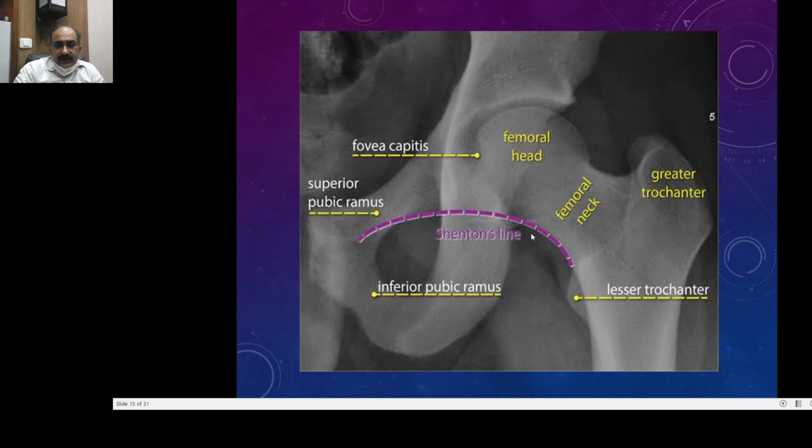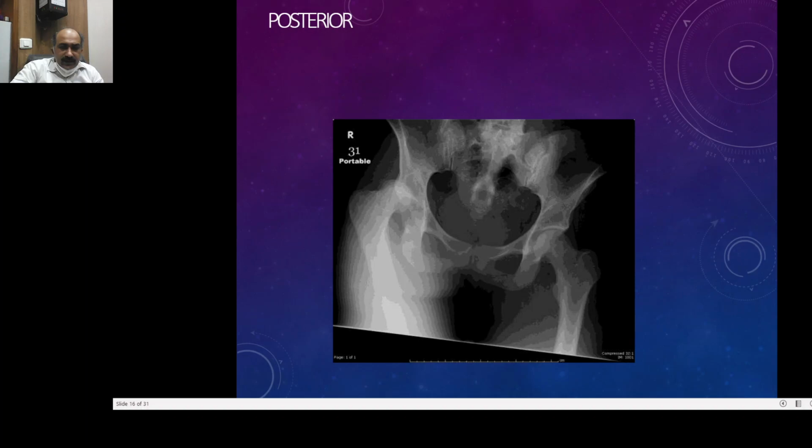Now come to posterior dislocation. As you can see, Shenton's line is broken. The femur head is lying superiorly out of its socket, the acetabulum. You can't appreciate the lesser trochanter because the femur is internally rotated because of the attitude of the limb.